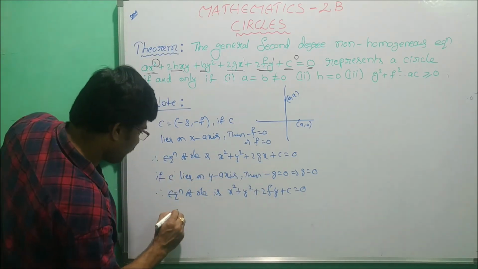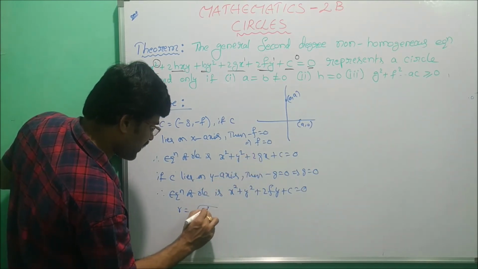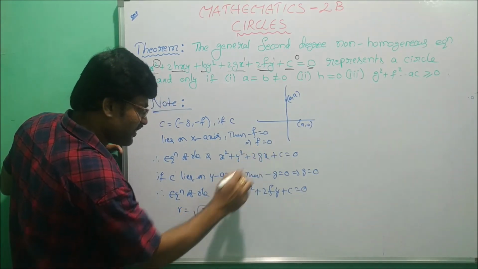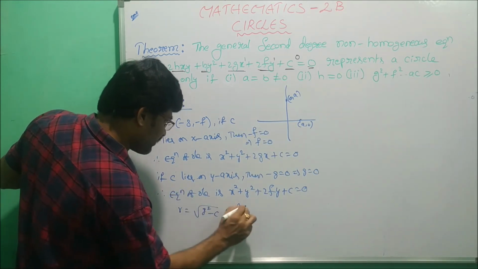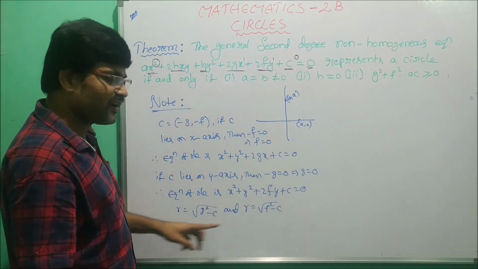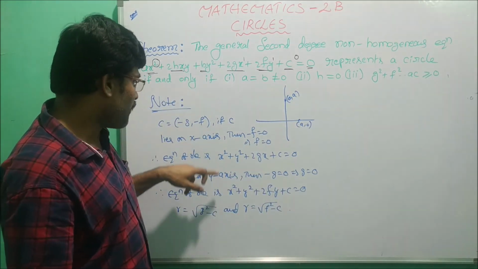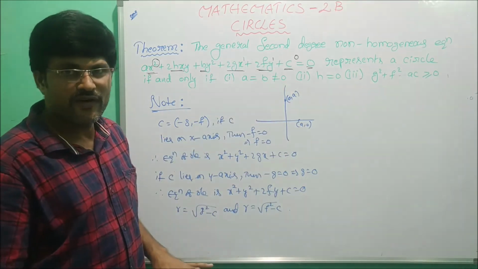In both cases, in the first one, since f square is 0, r equals the square root of g square minus c. And in this case, the radius r equals the square root of f square minus c. These are the radii, depending upon whether the center lies on the x-axis or the y-axis.